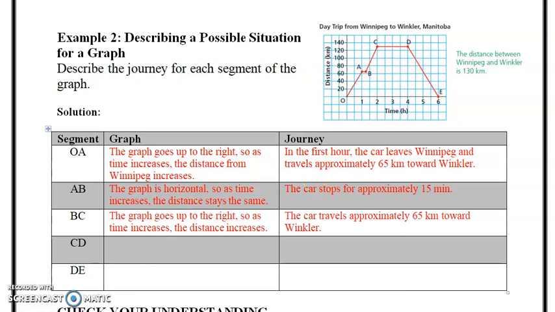So the next part of the journey from B to C, similar to that from O to A, the graph goes up and to the right. So as time increases, the distance increases. So the car travels approximately 65 kilometers toward Winkler. Okay, sorry, Winkler. My apologies.